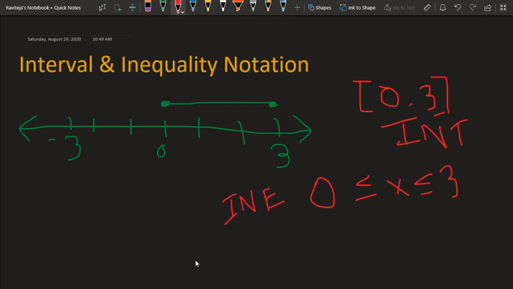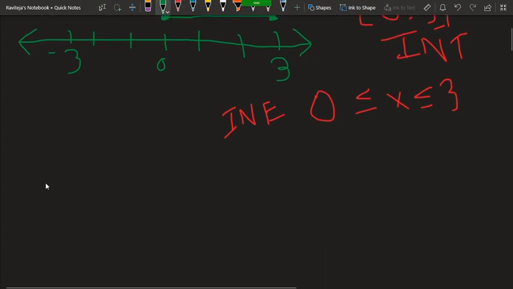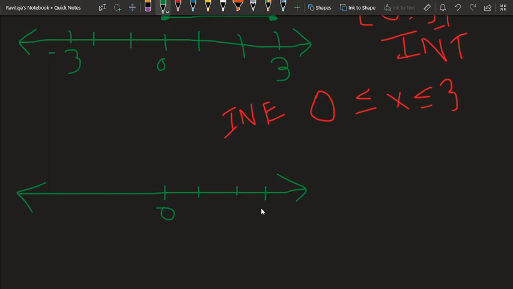Okay, let's move on to another example. In this example, we're going to have another number line. And we're going to have the same exact values with 0, 1, 2, and 3, and then -1, -2, and -3. But this time, our line is going to look like this, with an open circle on 0, going to 3, and an open circle on 3.